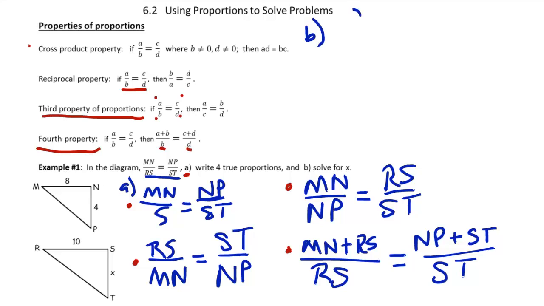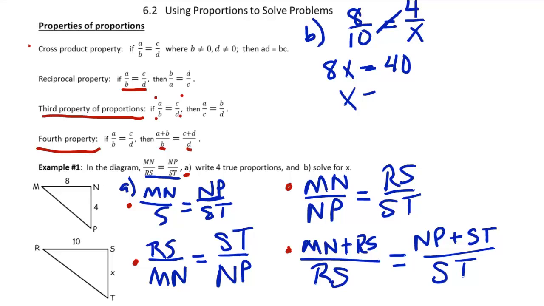MN, which is 8, over RS, which is 10. So the ratio of those two sides is going to equal the ratio of NP, which is 4, over X. That's the ST. And so then the cross product property says that we would cross multiply. So 8 times X, which is 8X, is going to equal 4 times 10, 40.